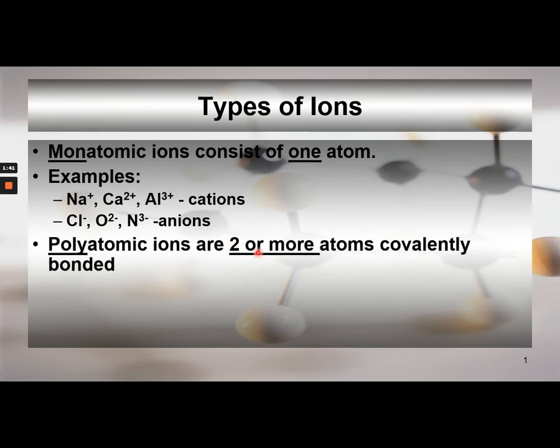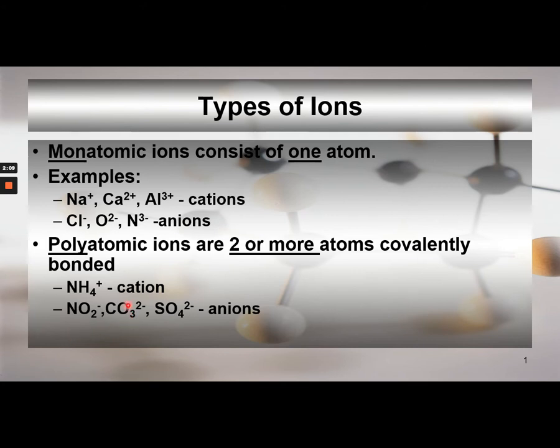Polyatomic ions are 2 or more atoms that are covalently bonded but have an overall charge. That means they have more electrons total than protons. So for example, ammonium is the only cation that's a polyatomic ion that we're going to study. Ammonium is 4 hydrogens covalently bonded to nitrogen, but it has 1 less electron.